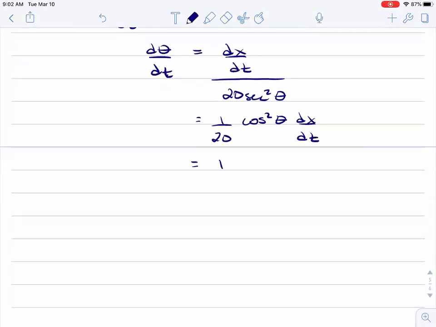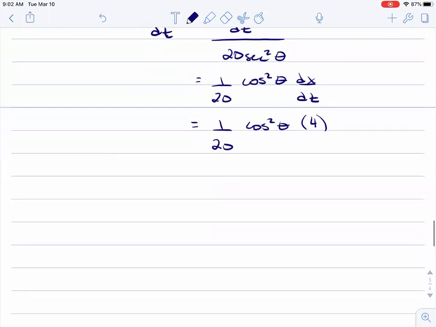So we get 1 over 20. I know dx dt, but I actually don't know theta quite yet. But I can put in dx dt now because I have differentiated x with respect to t. So I'm out of the woods. So I've got cos squared theta times dx dt, which is a positive 4. So that leaves me with 1/5 cos squared theta.